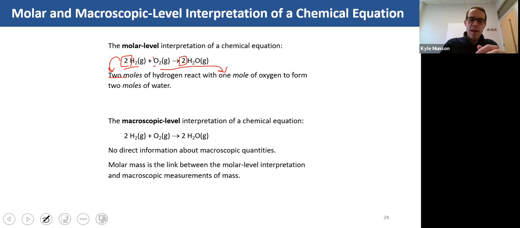To do that, and we're going to see this in later videos, we are going to use the molar mass, which is a link between the molar level interpretation and the macroscopic measurement of mass. And you bring those two together. And that's really it for this video.